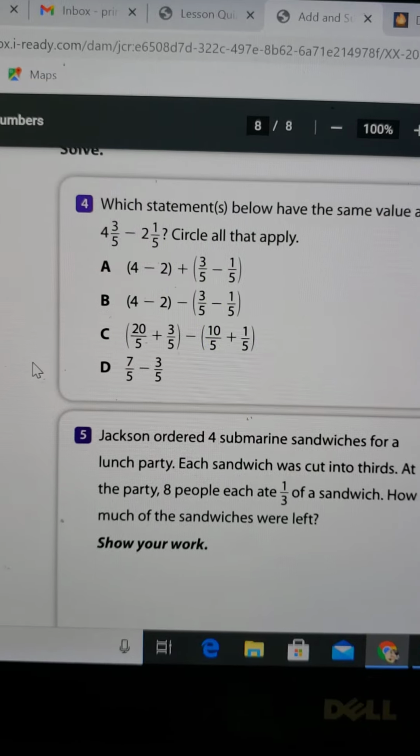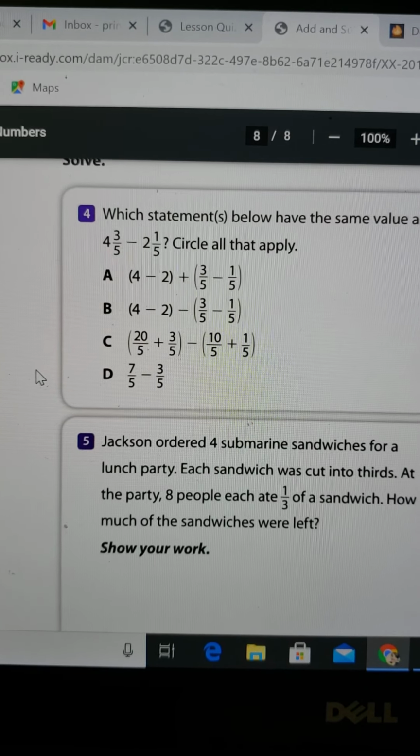Sorry, my camera keeps getting wonky. There we go. My pen was making the focus funny.